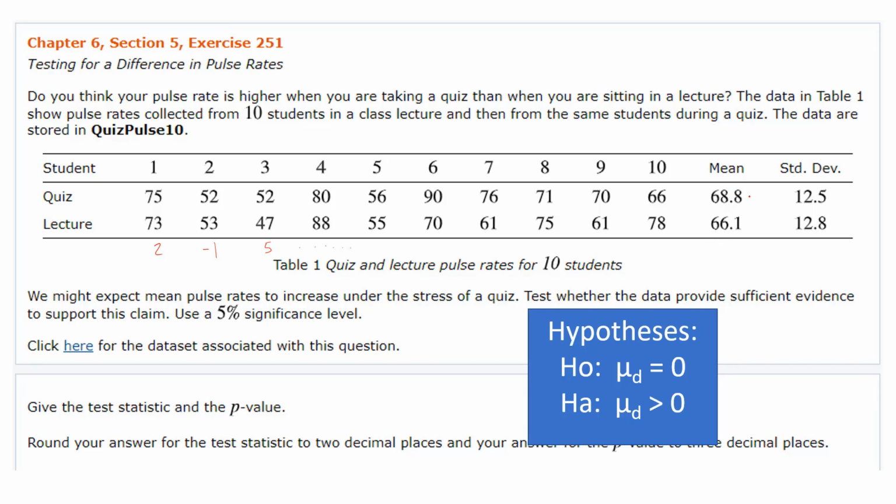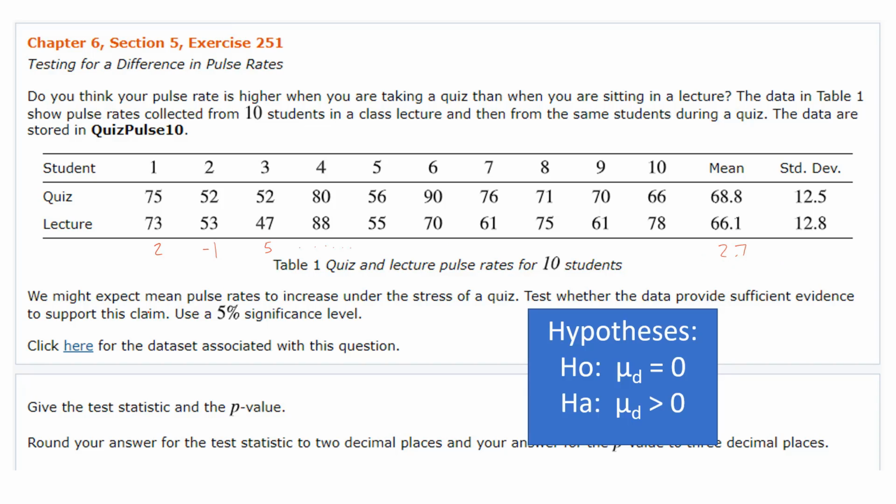So if I take 68.8, doing this on my calculator, 68.8 minus 66.1, then I get 2.7. And as we're going to see in a second here, that actually is the mean of the differences. So it works out to subtract the means, but it does not work out to subtract the standard deviations. And you can probably see that here. If I take 12.5 minus 12.8, I would get negative 0.3, which is not even a valid value for the standard deviation. To find the standard deviation of the differences, we're going to have to use either Excel or StatKey.